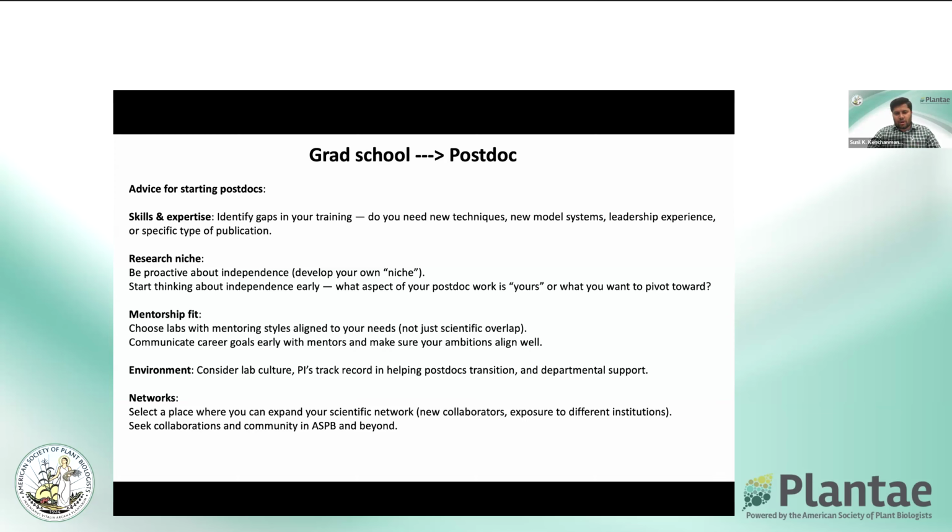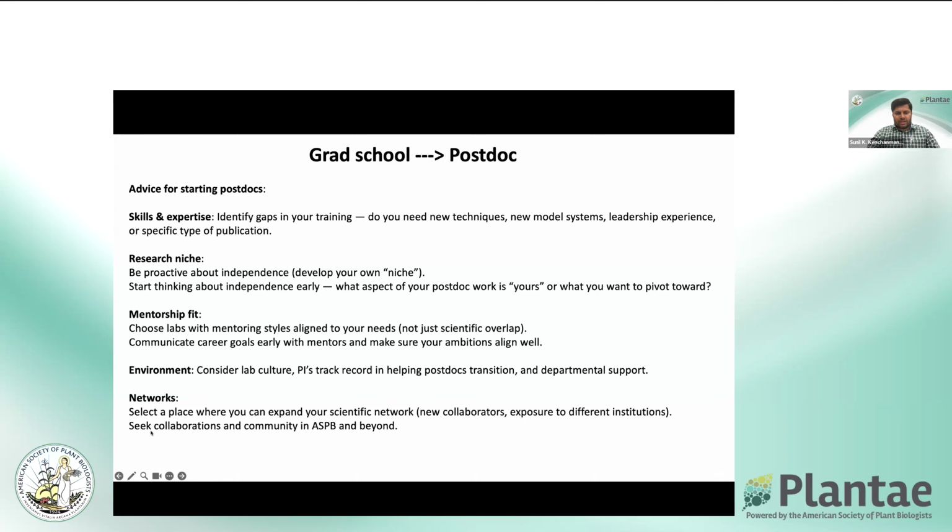So think about those aspects and talk to your mentor, and also talk to lab members about these aspects. And like I mentioned, the environment in the lab is very important. So consider the lab culture and the track record of the PI, and also the support within the department. One thing that I mentioned is being in Michigan State University, which is one of the larger plant biology schools. It was very helpful because there was a big cohort of postdocs, so we could get together and talk about the application process. So think about all the support that you can get for your job applications.